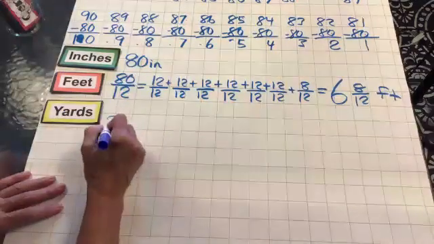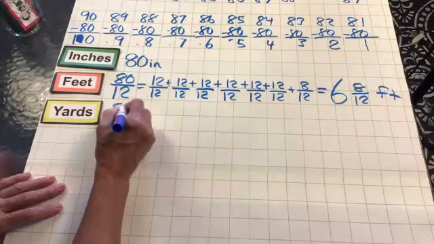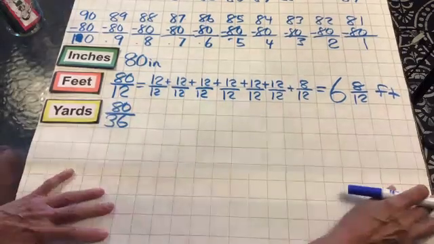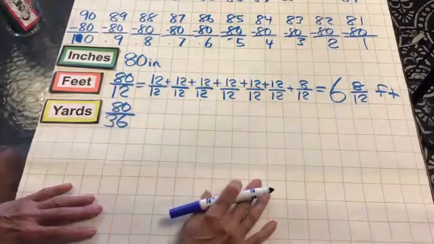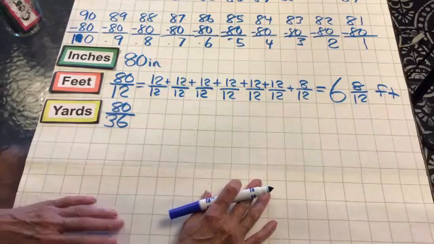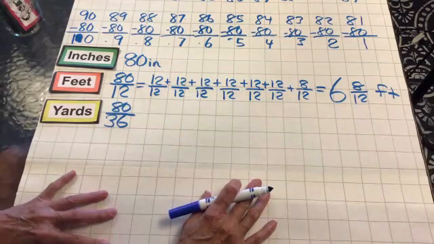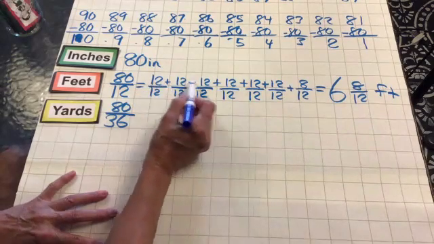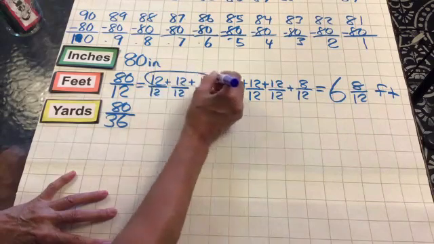It takes 36 inches to make a yard. We have 80, and we're going to use our last problem. Every time we move along in our number workout, we keep changing how we do it because there's more than one way to do everything. So when we look up here, 3 12s is 36. So we're going to put these together.